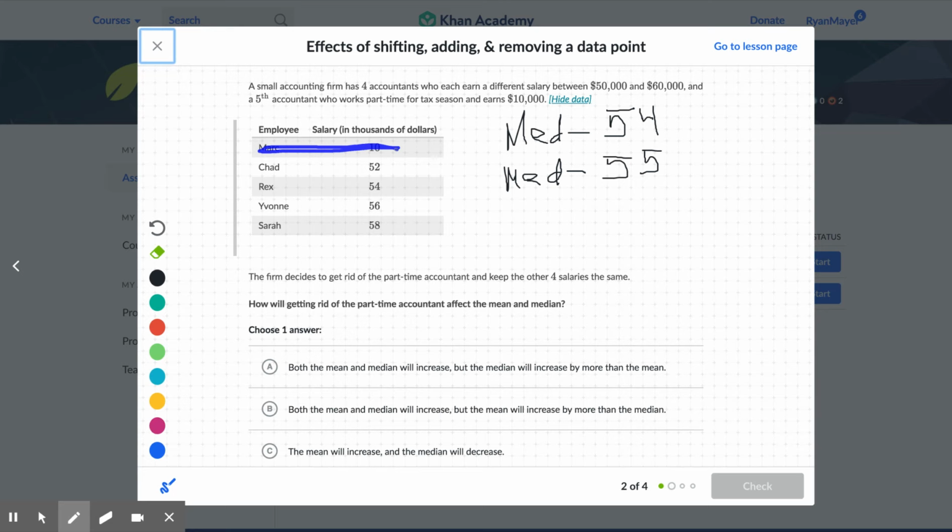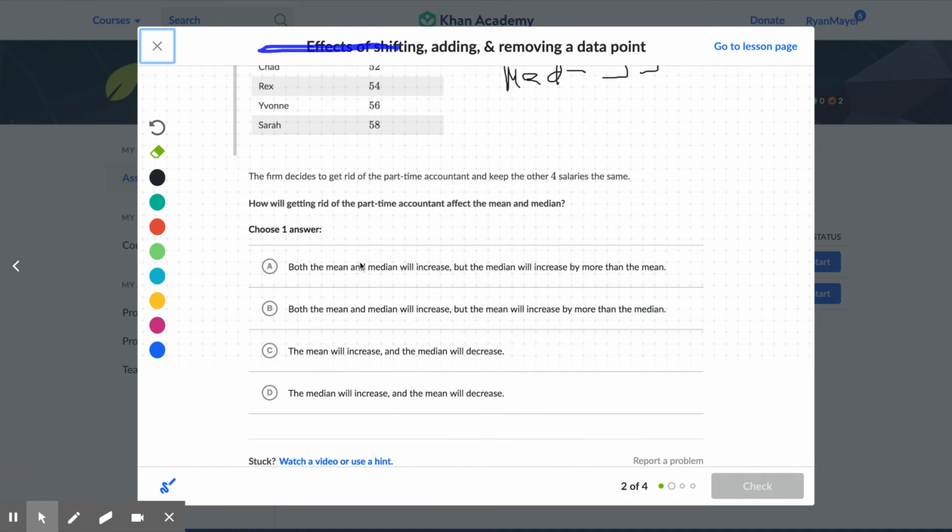So in this case, if we can get rid of that low number, our average will go back up and it's going to stay in the 50s. Our mean before was much lower, now it's much higher. I would say both increase, but the mean is going to increase more because now we are missing that low outlier, that low number that was weighing this thing down. So both the mean and median will increase, but the mean will increase more than the median.